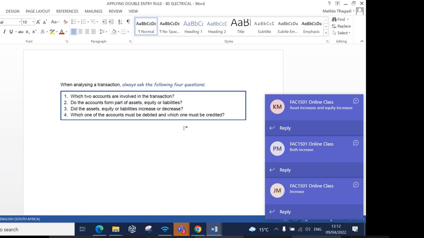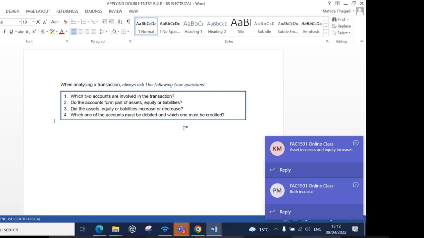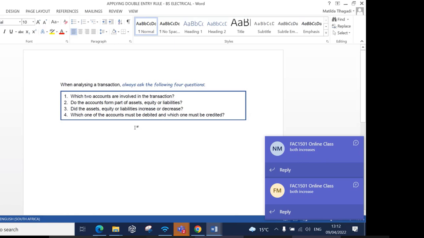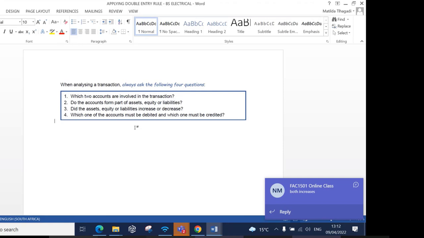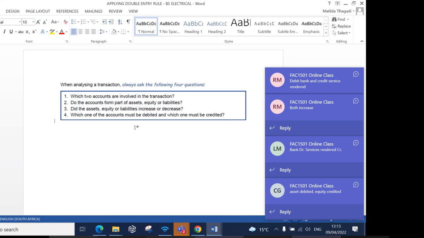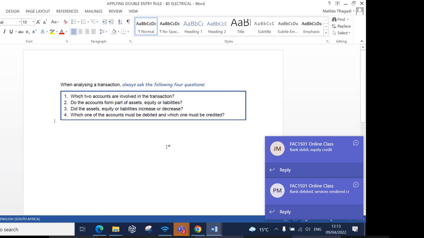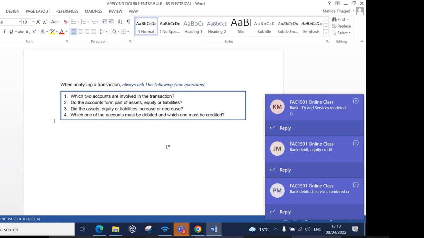Bank asset, money came into the account, it increases. Income is increasing. There's money coming into the business. The last step is which one of the accounts must be debited and which one must be credited in the general ledger and the trial balance. So asset debit and equity credit. That is correct, guys. Bank will be debited with 7,500 in the general ledger and the trial balance, and income will be credited in the general ledger and the trial balance.